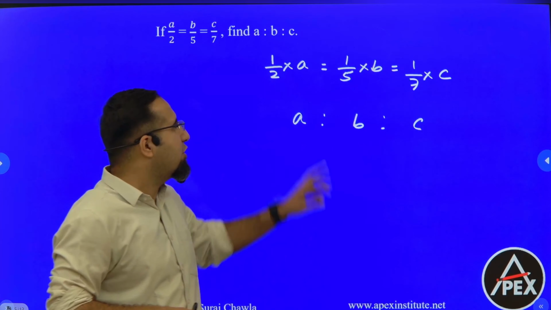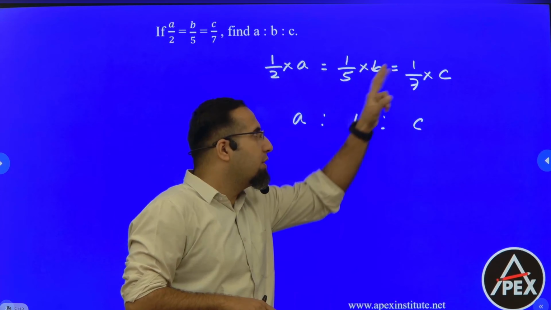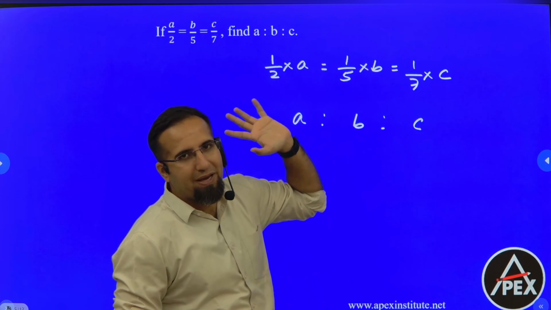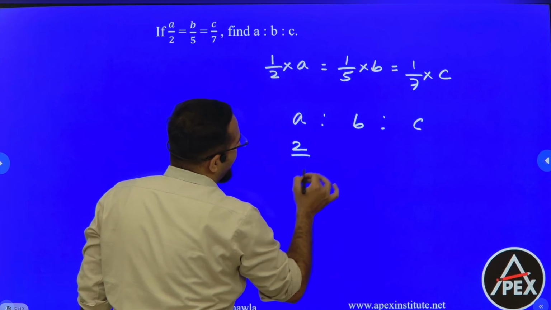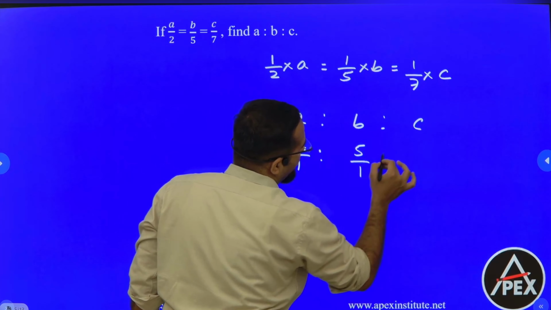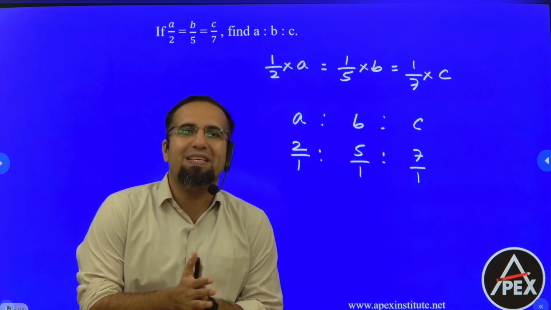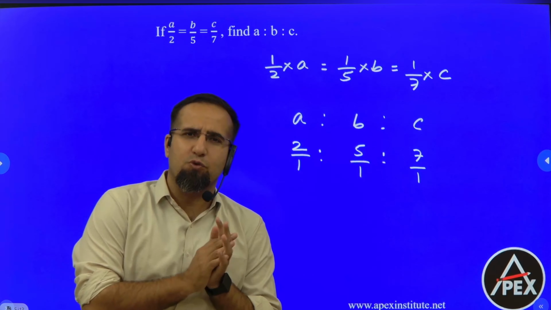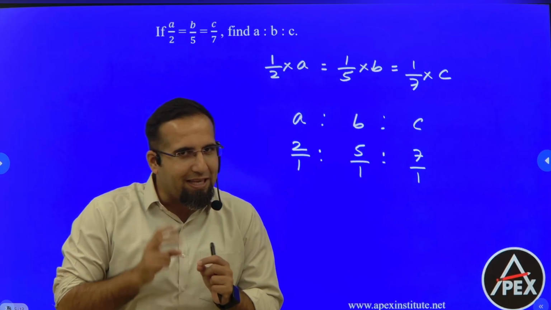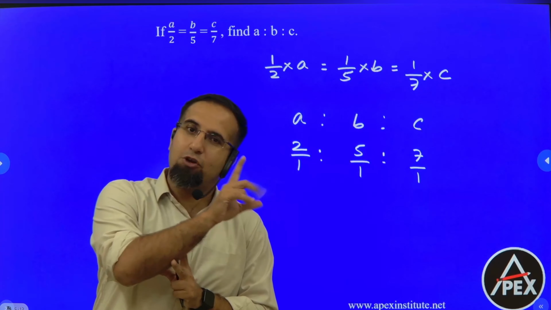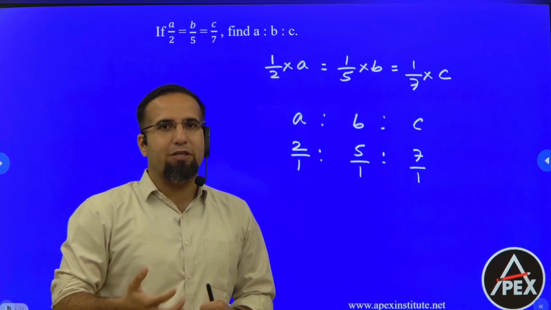Now, what is the coefficient of a here? That is 1 by 2. What is the coefficient of b? That is 1 by 5. And what is the coefficient of c? That is 1 by 7. So, now our job is to inverse them. So, 1 by 2 will inverse to become 2 by 1. 1 by 5 will inverse to become 5 by 1. And 1 by 7 will inverse to become 7 by 1. And this becomes the ratio of a is to b is to c in a quick manner. Clear guys? So, this is how we apply these two concepts. Please keep them in mind along with combining ratios so that you can apply them very quickly in the questions given to you.